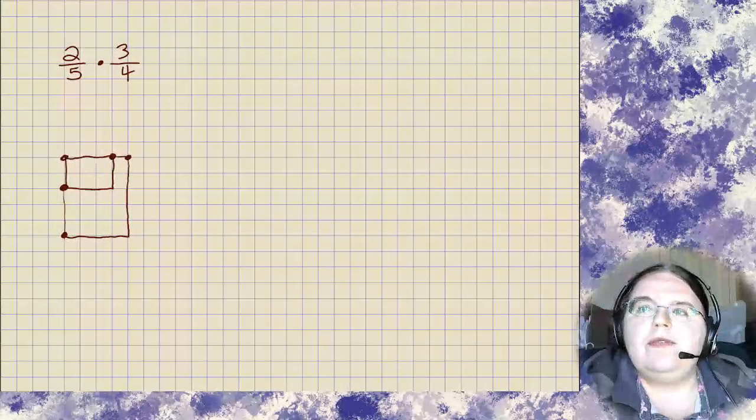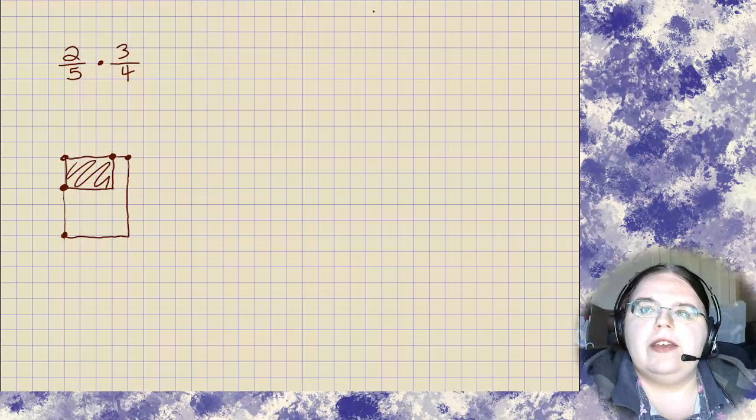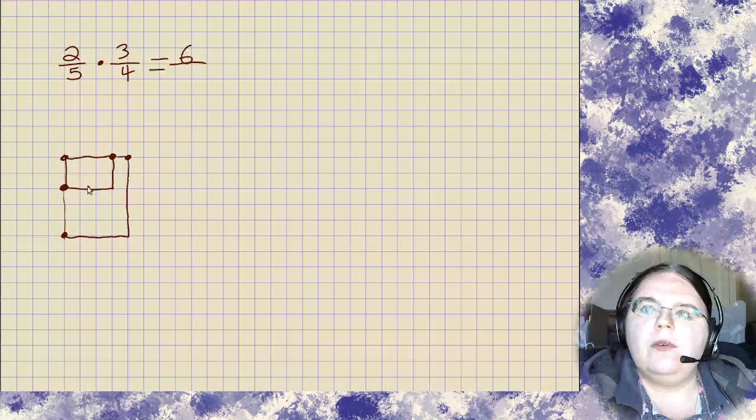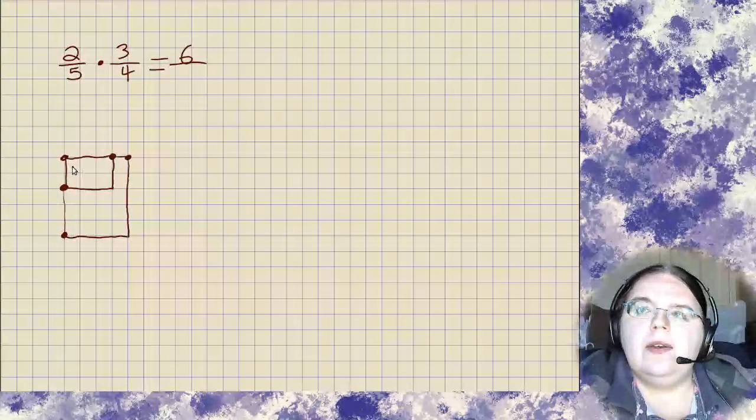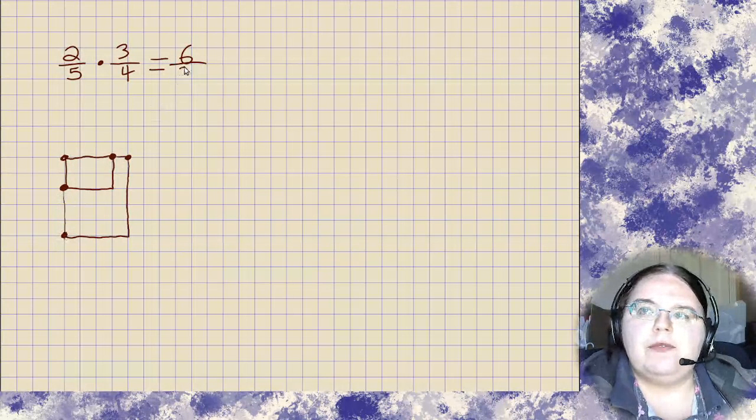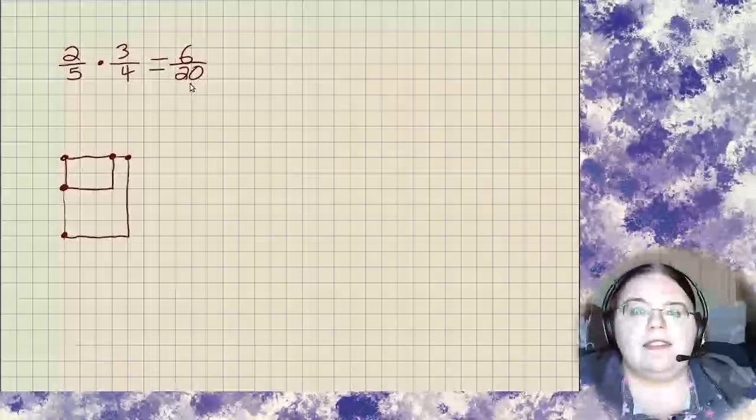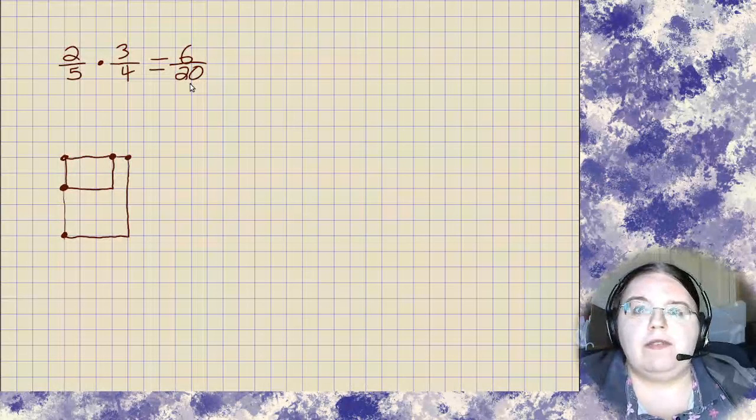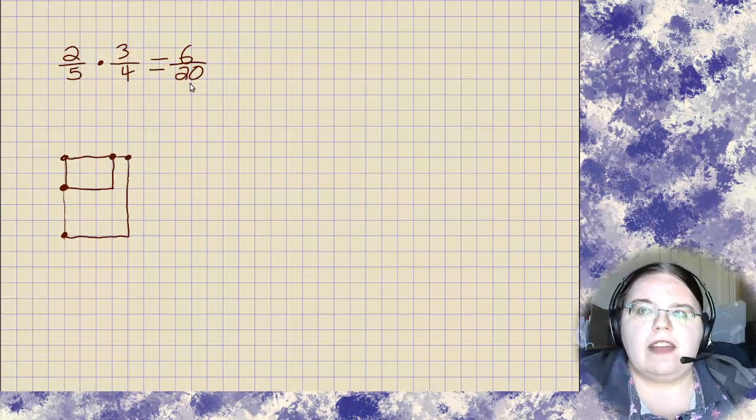Well, so if this is one whole area unit of some kind, what fraction is over here? I see that there are 6 pieces because we just counted them. What kind of pieces are they? Well, I notice there are 4 of them going this way and 5 going that way, so they must be 20ths. Now this gives us a strategy we could use even if it were inconvenient to sketch it out.